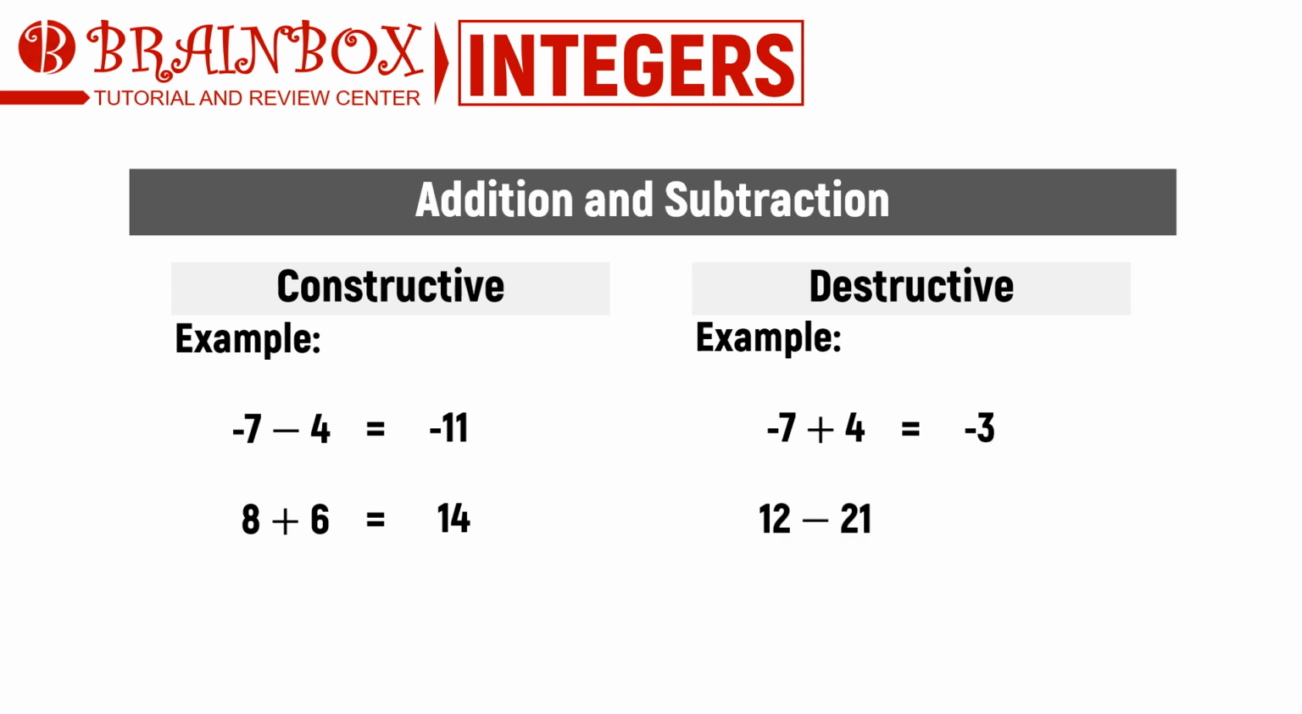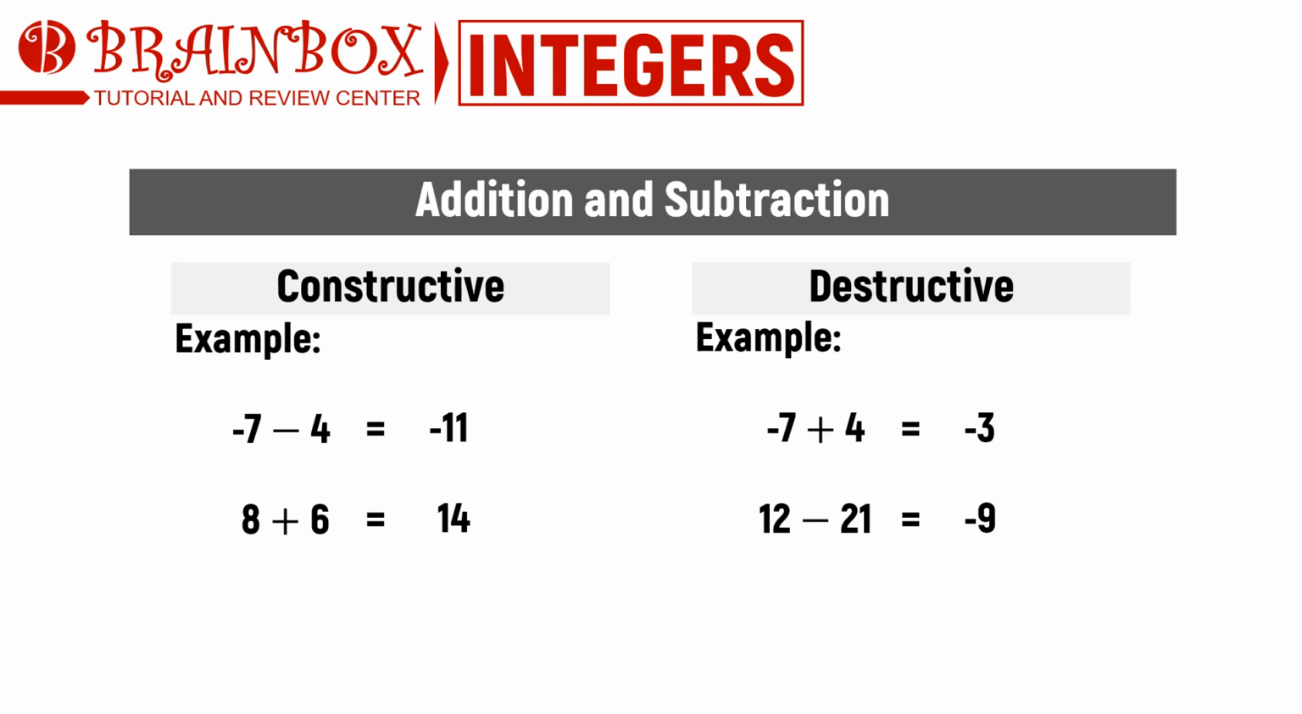Moving on to the second example, 12 minus 21. This combination is also destructive since 12 is positive while 21 is negative. We subtract their values, 21 minus 12, giving us our final answer's value 9. To determine its sign, we copy the sign of the larger value, 21, which is negative. Therefore, the final answer will be negative 9.